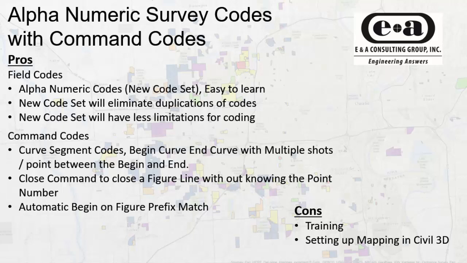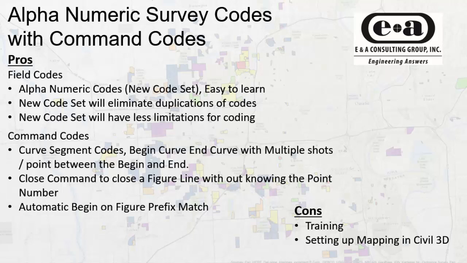We also have the close command. For example, you've got a concrete pad out there with 4 corners. You pick up the 4 corners, then you can type in close at the last point and it'll automatically close that figure line for you. We have automatic begins on feature line prefix matches. So if you've got back of curb, it's going to begin that automatically based on your figure prefix library that you have set up.